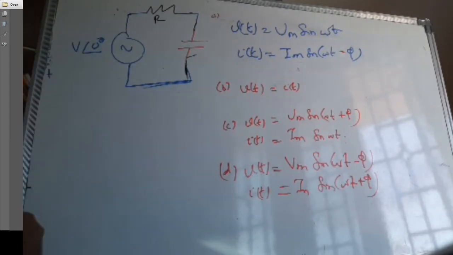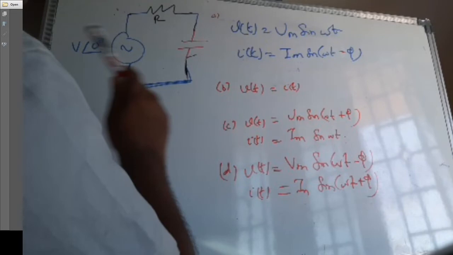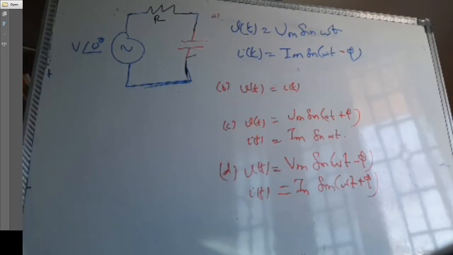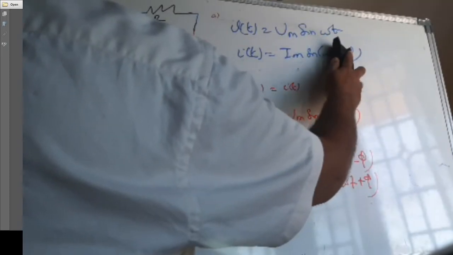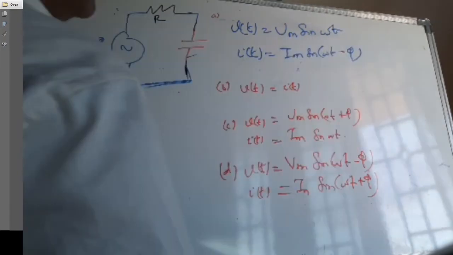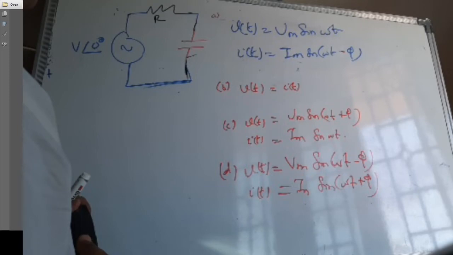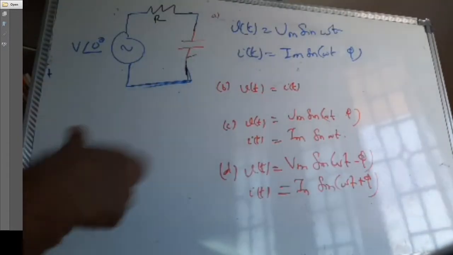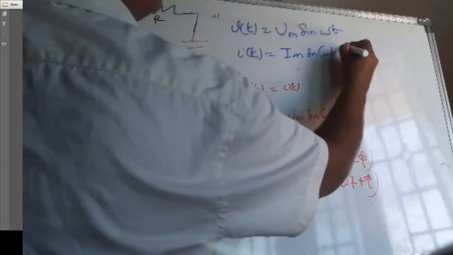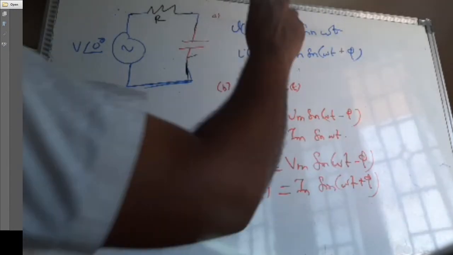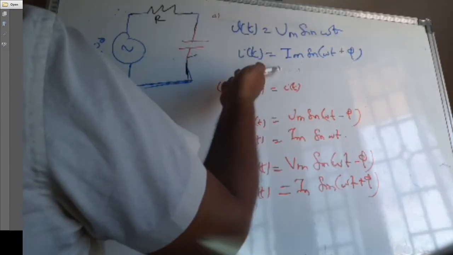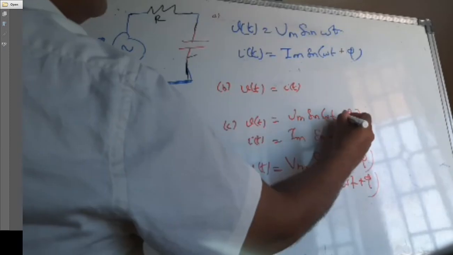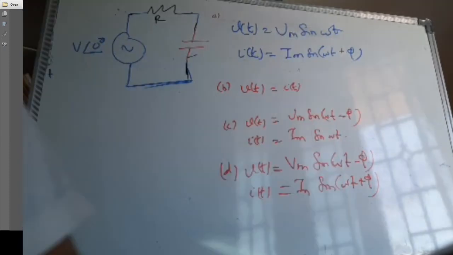Okay, let me see this. I would say A and C are correct. So what does it mean? In A, the current lags behind the voltage. Take a look. This is minus. The current leads the voltage by an angle of phi, or the voltage lags behind the current by an angle of phi.